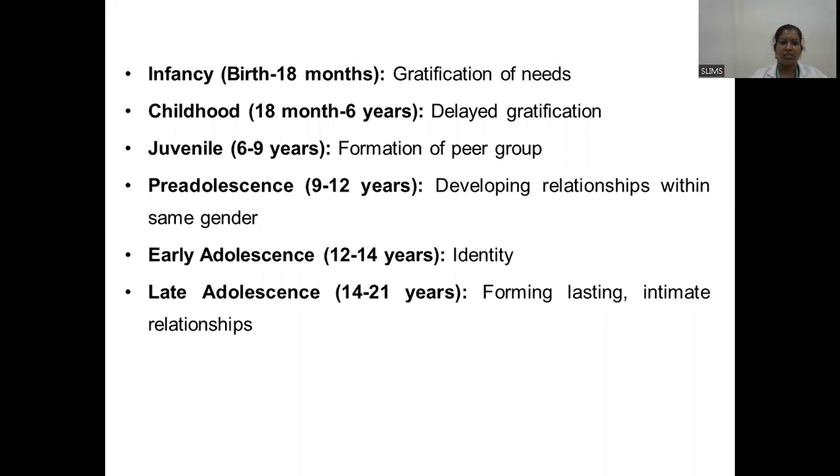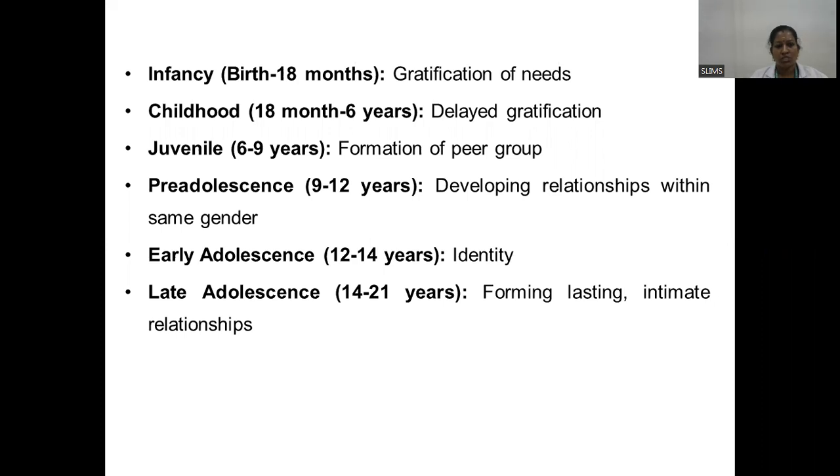Then infancy, from birth to 18 months, is about gratification of needs. And then childhood, from 18 months to 6 years, is about delayed gratification.